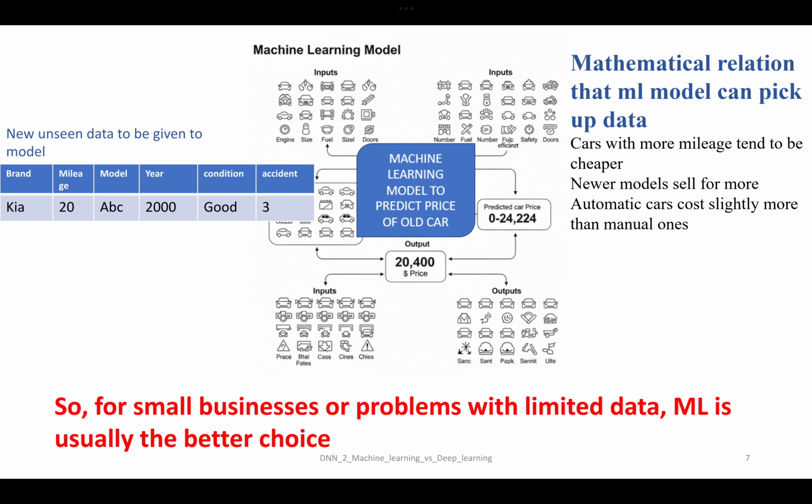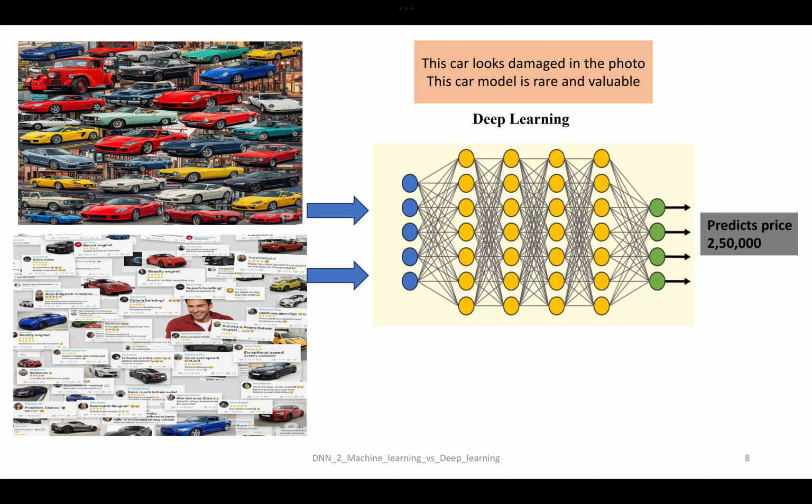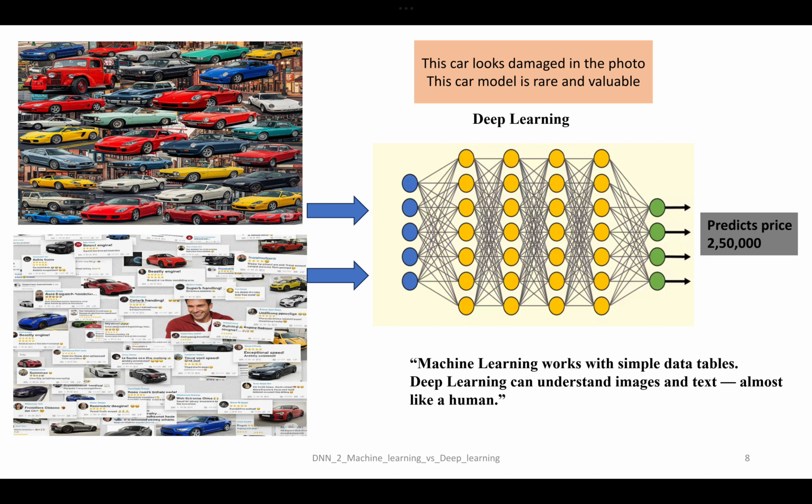And coming to deep learning, it's more advanced. It can use images of the car, text like "well maintained, single owner," even audio or video. It uses neural networks that learn complex patterns automatically, like this car looks more damaged in the photo, or this model is rare and valuable. So, deep learning works best when you have lots of data and want to include photos or text.